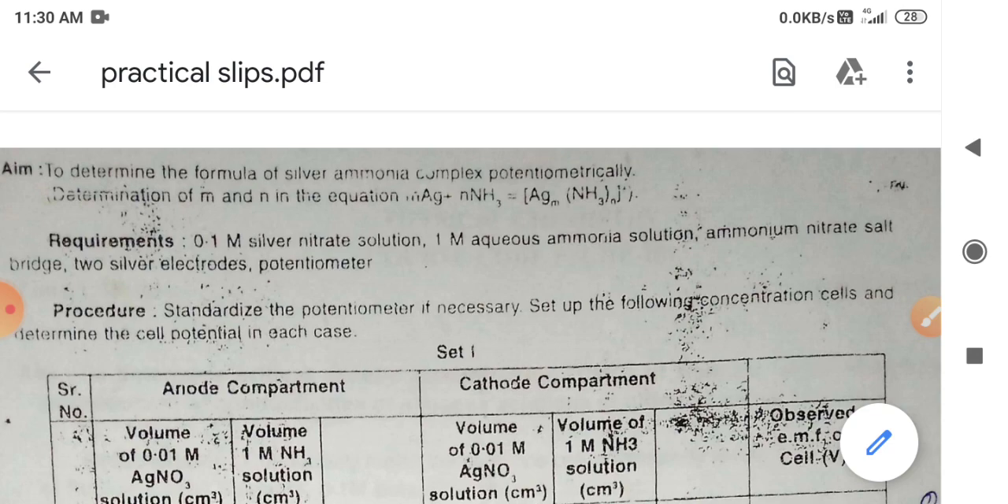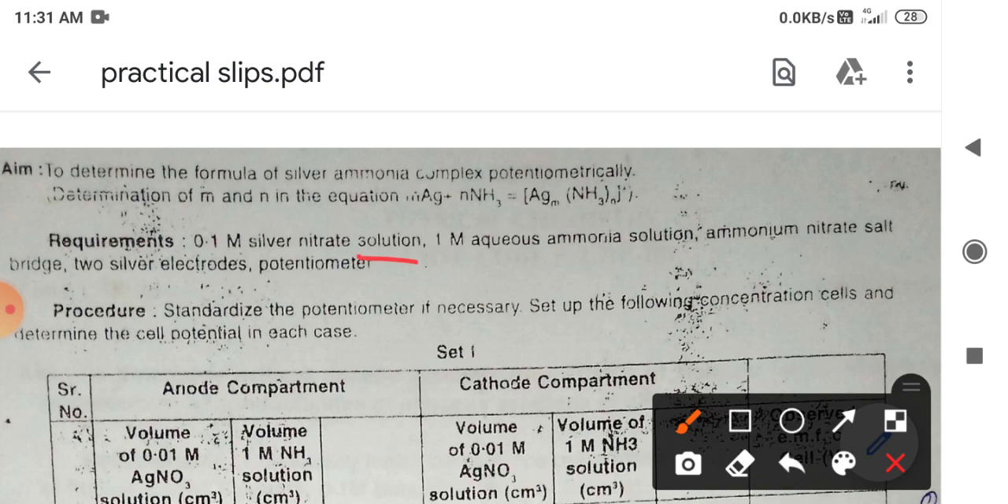Based upon the concentration of those ions we will determine their ratio of concentration, and based upon the ratio we can find out their molecularity, that is the values of m and n. So what is the requirement? The requirement for the given experiment is 0.1 molar silver nitrate, 1 molar aqueous ammonia solution, then ammonium nitrate salt bridge, then 2 silver electrodes and a potentiometer.